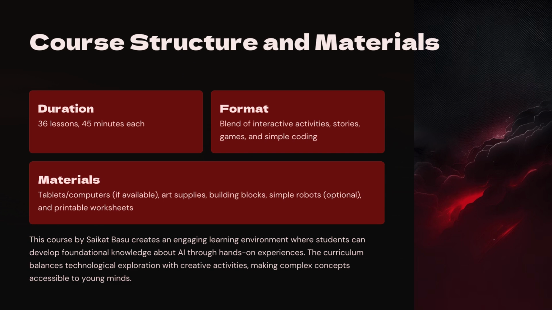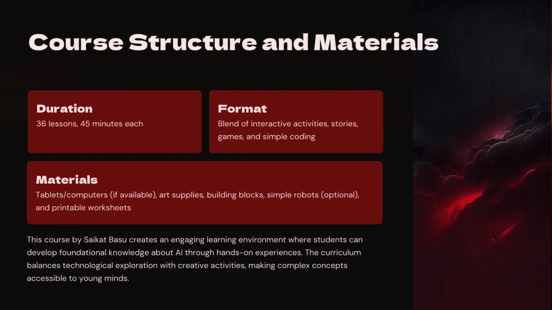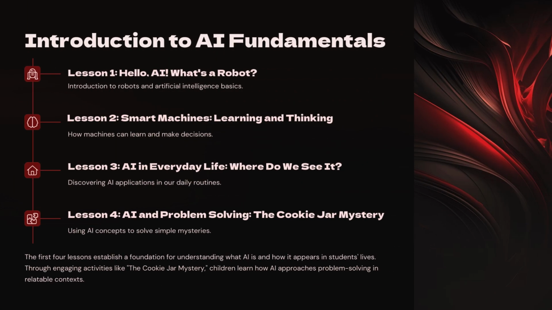Well, the structure itself is pretty revealing. 36 lessons, 45 minutes each, right? Yeah, 45 minutes. That's quite a commitment to teaching AI this early. And it blends different things like tech and hands-on stuff. Totally. Tablets and computers if they have them, but also traditional things: art supplies, building blocks, even optional simple robots, plus printable worksheets. So it seems like they're really trying to hit different learning styles.